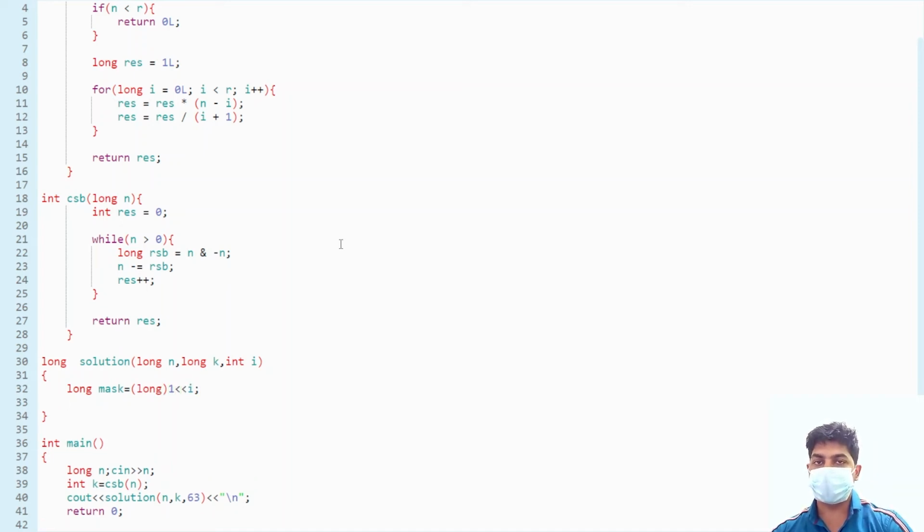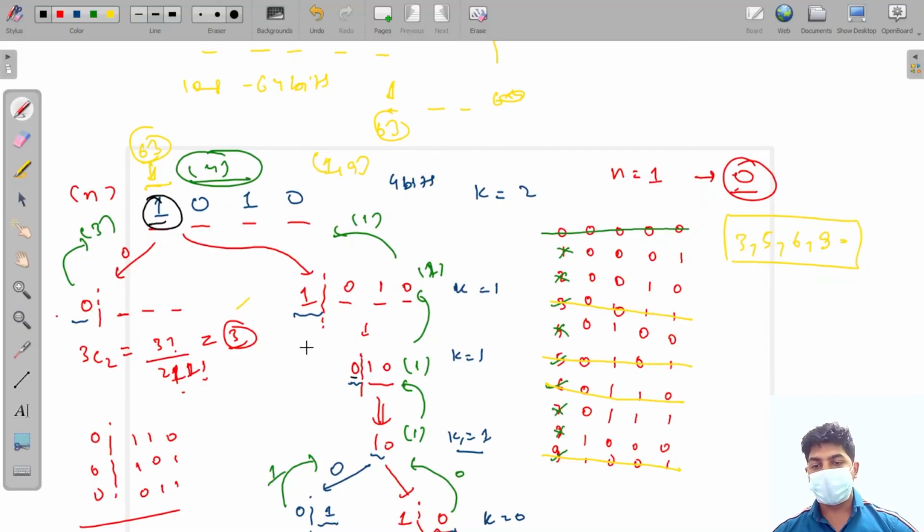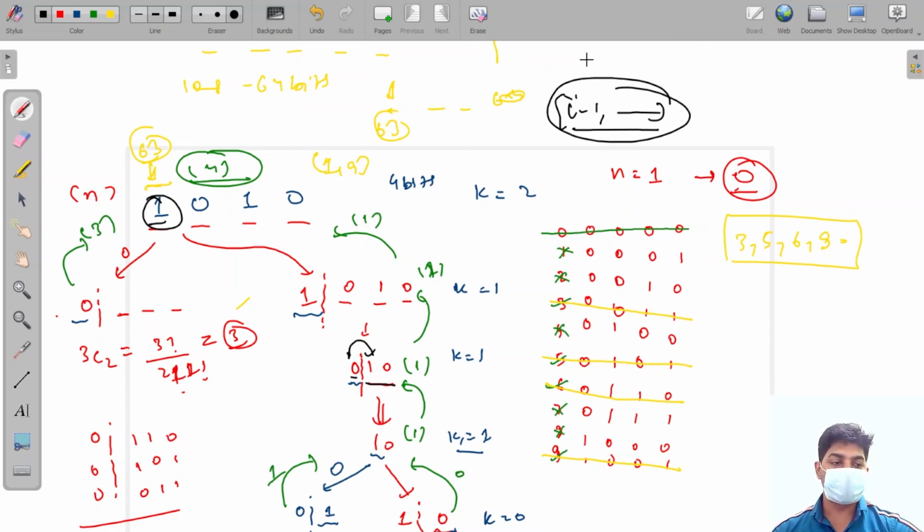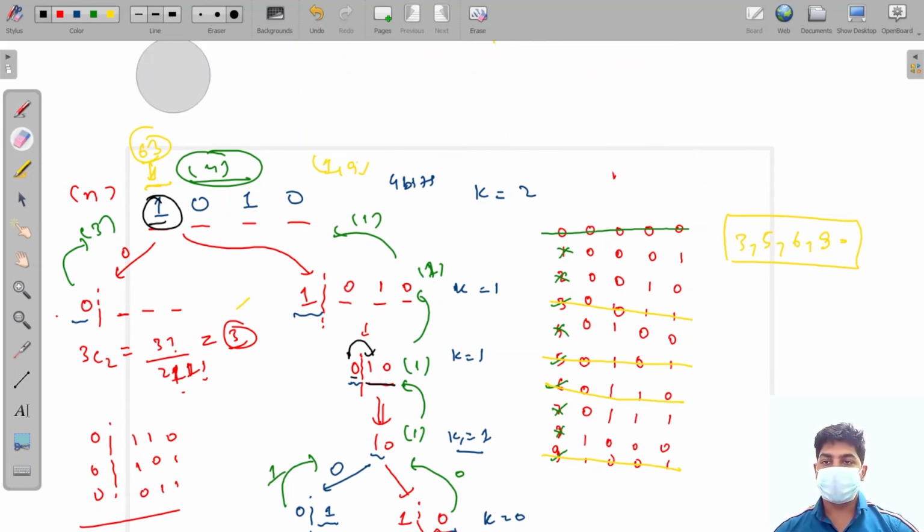Now let's calculate whether it is a 0 bit or 1 bit. So if n and mask equals 0, then it means it is a 0 bit. If it is a 0 bit, then this bit cannot help us. So it will simply ask the next bit, from i minus 1 to the end, to tell me how many ways there are, and the same will be my ways. Like what I just said, let me tell it again.